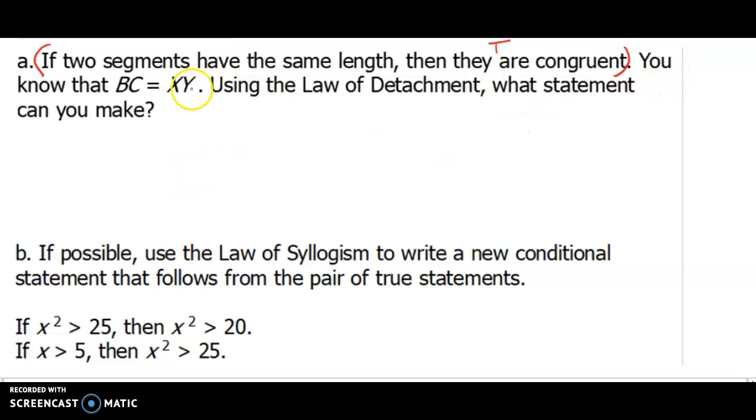Okay, so it says, you know that BC is equal to XY. Using the law of detachment, what statement can we make? Well, if the two segments have the same length, that's what BC equals XY means. That means that BC has to be congruent to XY.